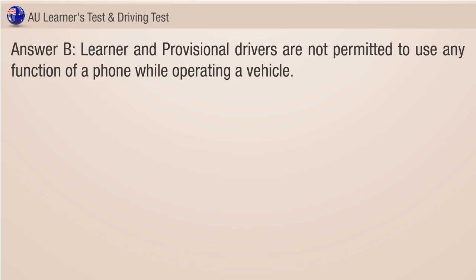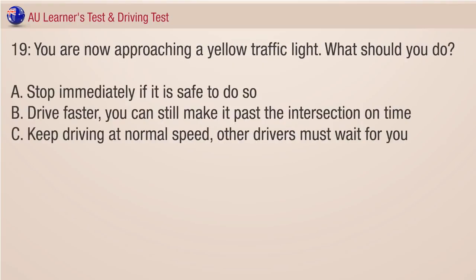Answer B. Learner and provisional drivers are not permitted to use any function of a phone while operating a vehicle. Question 19. You are now approaching a yellow traffic light. What should you do? A. Stop immediately if it is safe to do so. B. Drive faster, you can still make it past the intersection on time. C. Keep driving at normal speed, other drivers must wait for you.